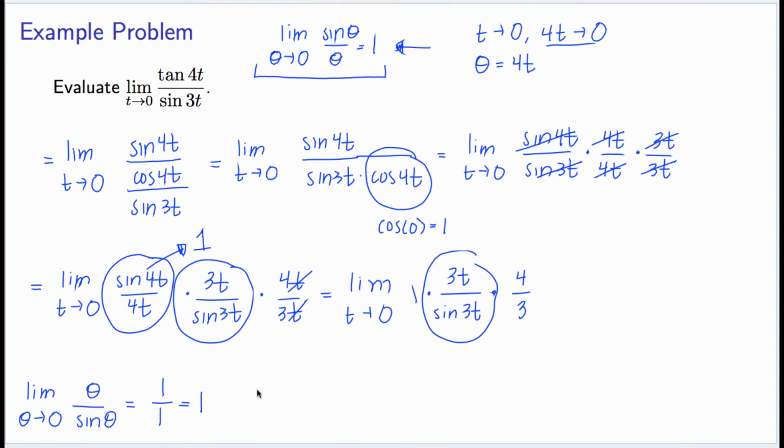So now I know that as t goes to 0, 3t is also going to 0, so I can use this theta over sine theta limit with 3t in place of theta. So I get that this limit as t goes to 0 of 3t over sine 3t is also equal to 1. So in the end, we just get 1 times 4 over 3, or 4/3, as our limit.